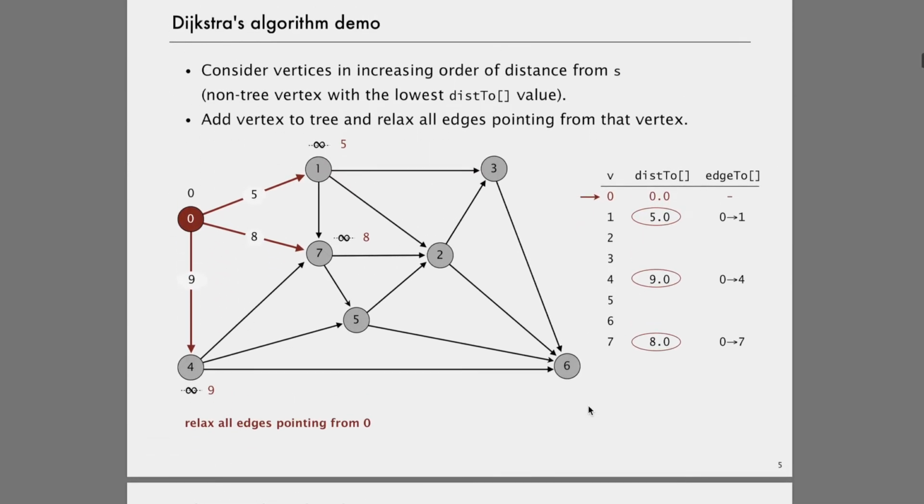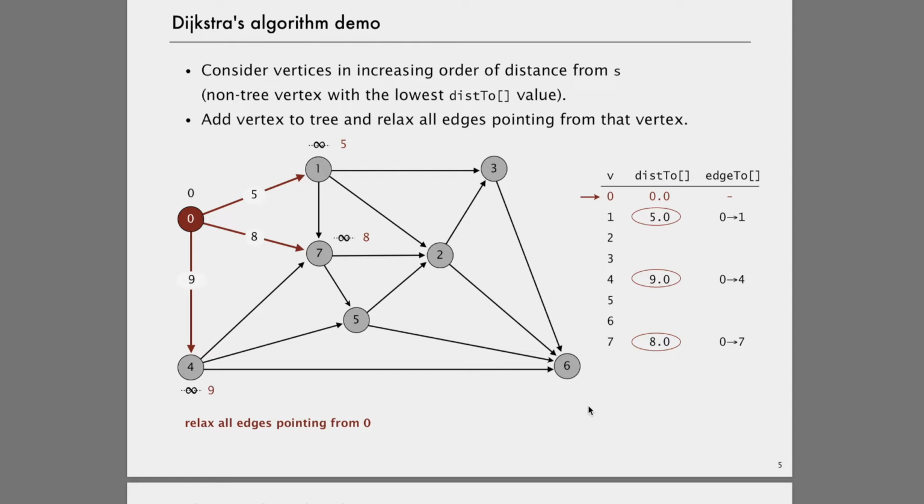Okay, relax. By the way, what does relaxation do? Relaxation ensures that after the relaxation, either way there was before, afterwards you have the distance to W is less than or equal to the distance to V plus the weight of the edge.